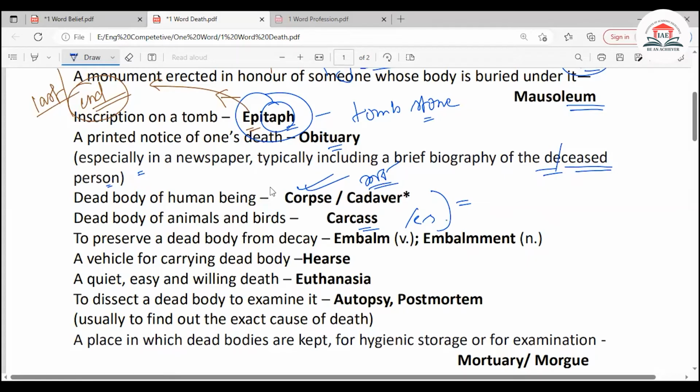Now, embalm. Embalm is verb, and embalmment, M-E-N-T again. The suffix means noun. What is embalm? What is embalmment? Embalm, I mean embalming something, is to preserve something. To preserve a dead body from decay. ঠিক আছে, ধ্বংসের হাত থেকে যখন কোনো দেহকে রক্ষা করা হয়, সংরক্ষণ করা হয়. So this is a process through which we preserve a body, that is called embalmment. Clear?